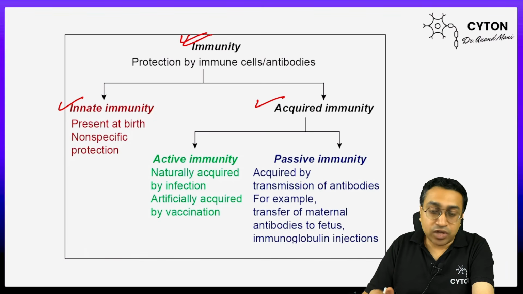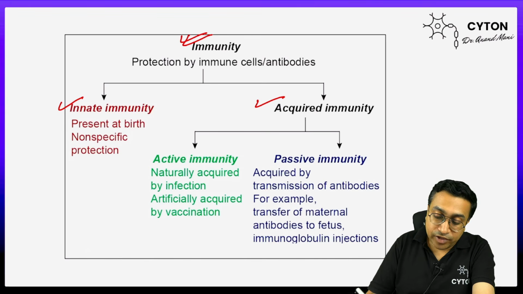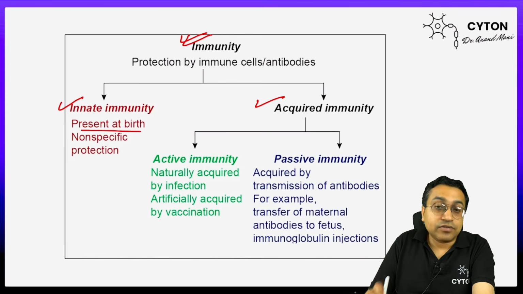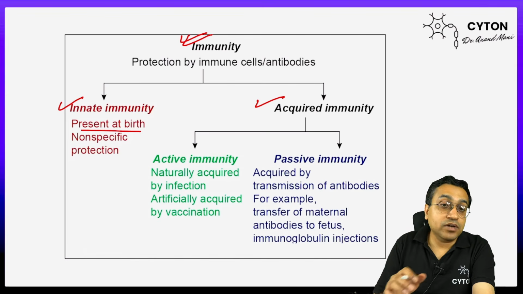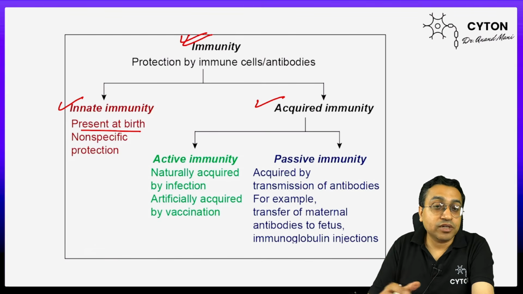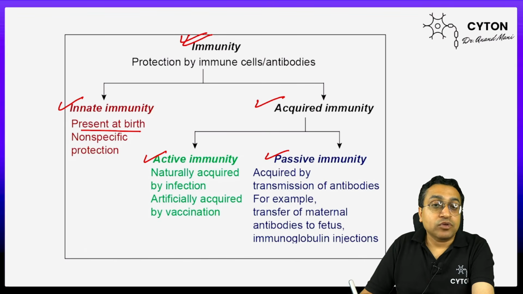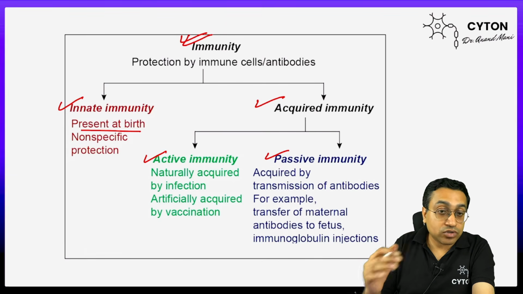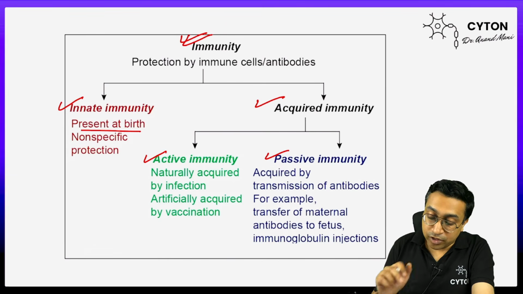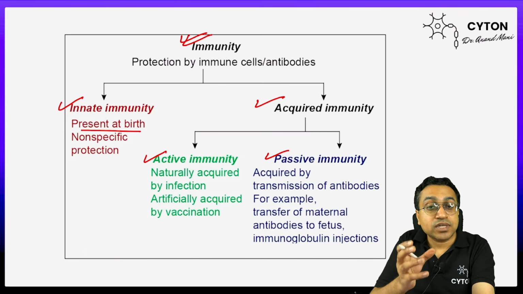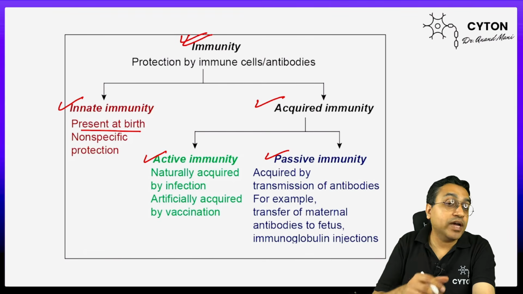Innate immunity or native immunity is present at birth. Very important, it provides non-specific protection against all types of infections. Then you have acquired immunity, which is further divided into active and passive immunity. Active immunity is acquired by the individual on exposure to antigens, toxins or microorganisms. During exposure, the immune cells get activated and impart the acquired immunity.